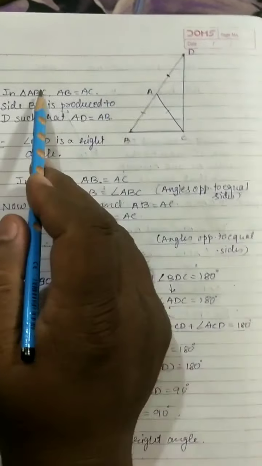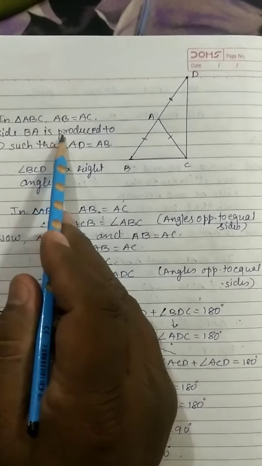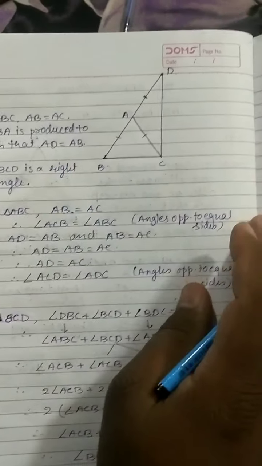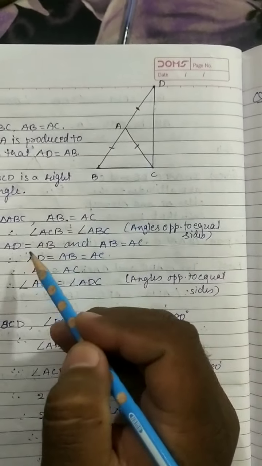In triangle ABC, AB and AC are equal. Side BA is produced to D such that AD is equal to AB. In this triangle ABC, AB and AC are equal.